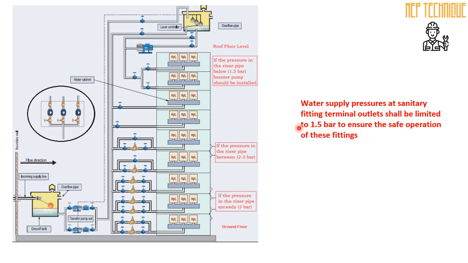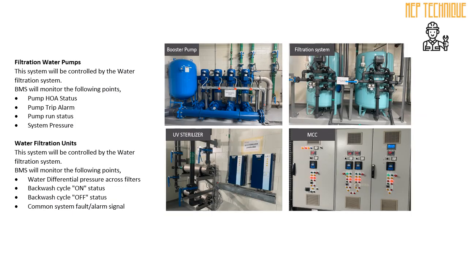So this is according to the local authority standard of UAE. Water supply pressure at sanitary fittings such as bathroom wash basin shall be limited to 1.5 bar. Well, so let's discuss the pump system.